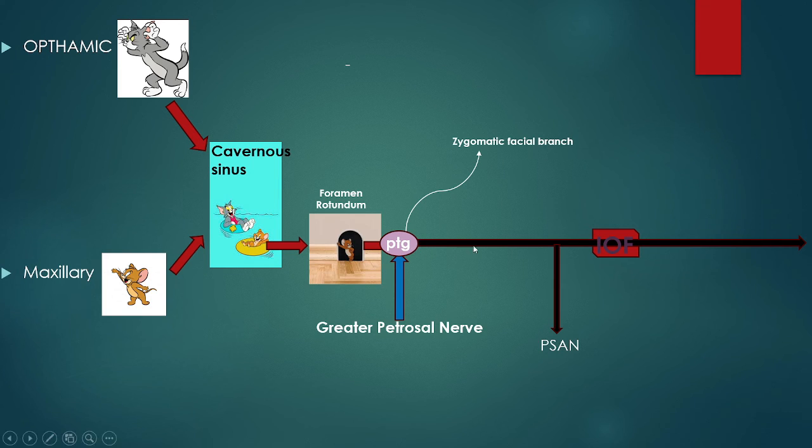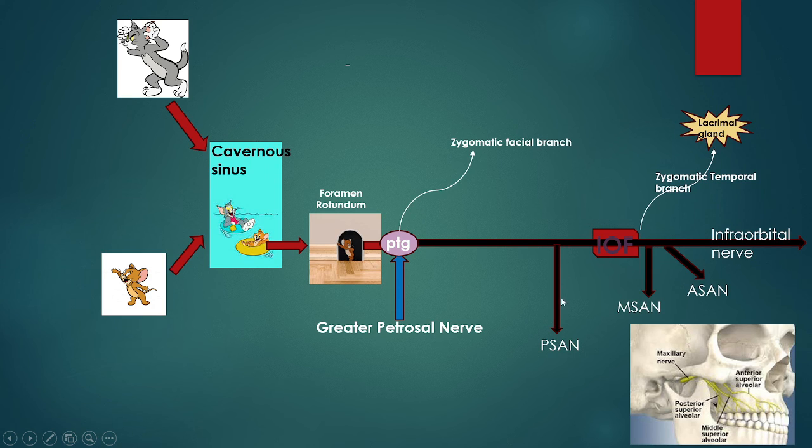And also it further goes and gives the posterior superior alveolar nerve. Very important. Posterior superior alveolar nerve. Now after giving all these branches, it enters the inferior orbital fissure and then gives first of all the infraorbital nerve, anterior superior alveolar nerve, middle superior alveolar nerve, and also the zygomaticotemporal branch, which then innervates the lacrimal gland. So we have two zygomatic branches, that is zygomaticofacial and the zygomaticotemporal branch of the trigeminal nerve.